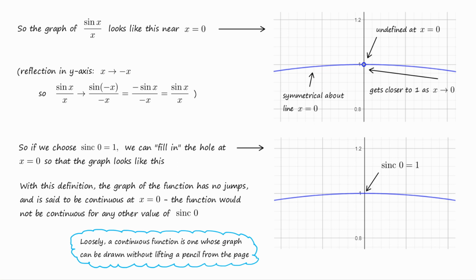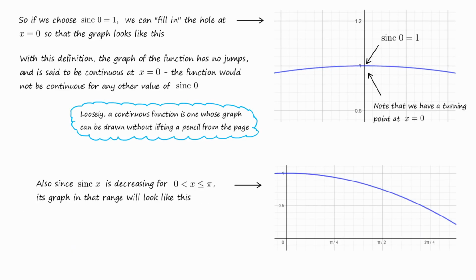And although there is a formal mathematical definition for a continuous function, for our purposes this one will suffice. A continuous function is one whose graph can be drawn without lifting a pencil from the page at any point. We can also note that with the definition sinc 0 equals 1, we have a turning point at x equals 0, and that's because we know that the sinc function is decreasing between 0 and pi, and so by symmetry, sinc 0 equals 1 is the local maximum.